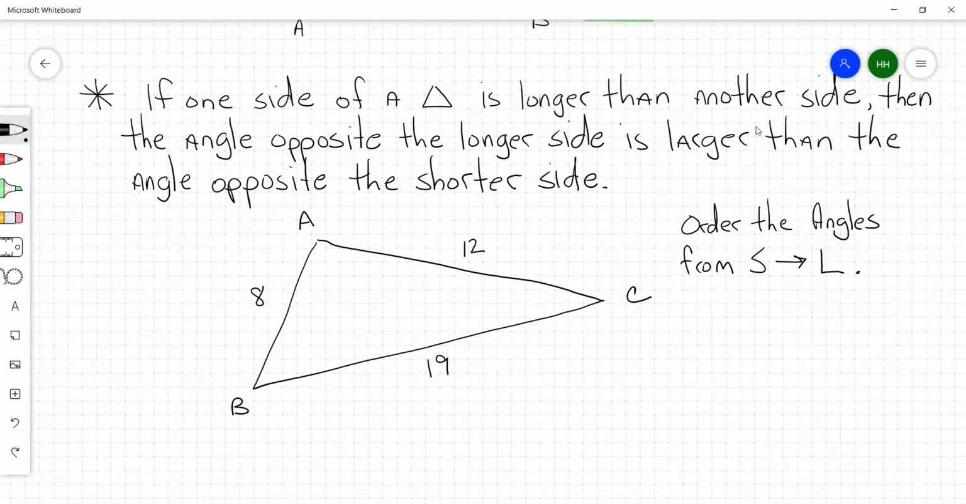The smallest angle is going to be opposite the shortest side. So since side AB is 8, that's the shortest side, agreed? The angle opposite of side AB is right here. Angle C is opposite of side AB. So the smallest angle is C.